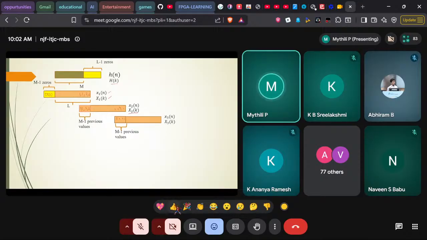Now again, the procedure is the same. You multiply H of k and X1 of k, H of k and X2 of k, H of k into X3 of k, and then find the IDFT. So you get 3 blocks of output. Now, can we combine it in the same way as we did in the earlier case? No, because there we padded zeros. Here, we are not padding zeros, but we are padding some values from the previous block. So we cannot add them like that. Okay. So let's find the first block.